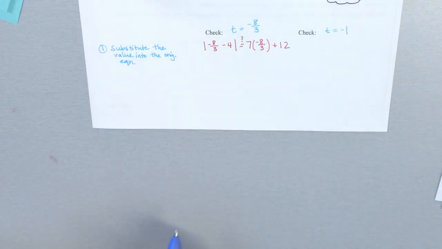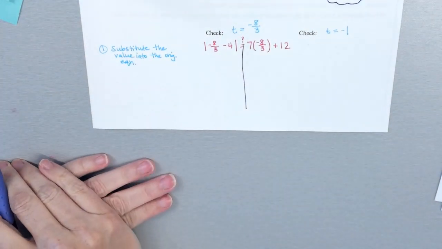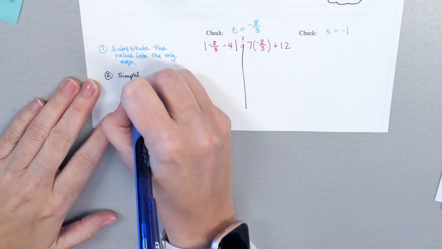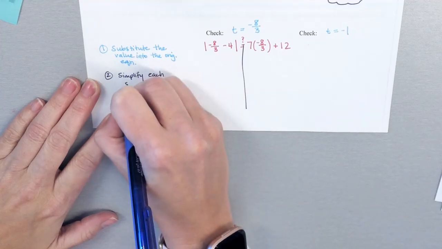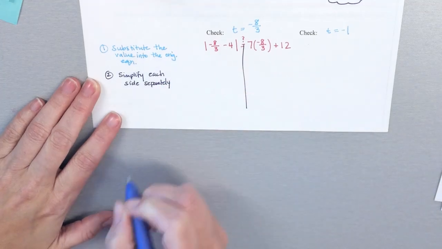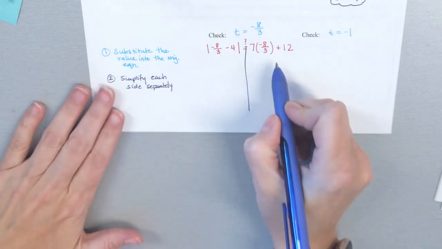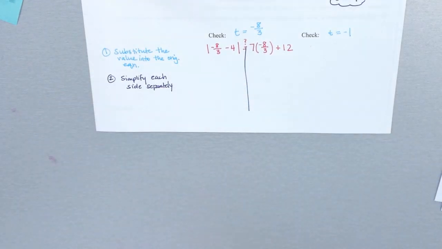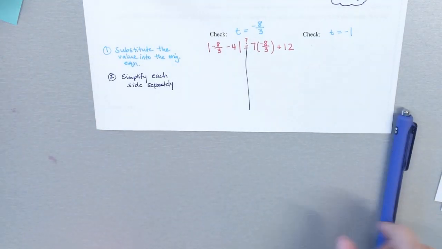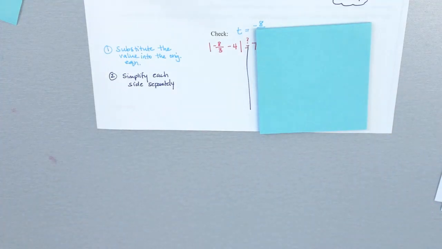Because we don't know if they are equal, we can only work with one side of the equation at a time. So the second step is to simplify each side separately. Okay, you cannot use any properties of equality. I cannot subtract the 12 to this side, because if you did that, you would be assuming that it's equal. Okay, so sometimes I even just cover up this side.